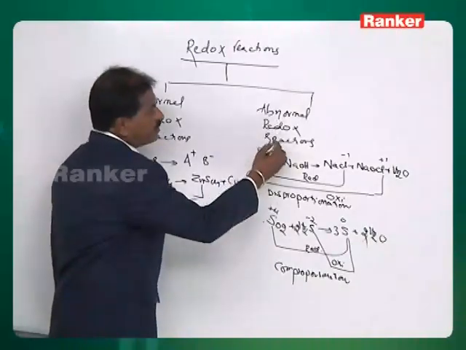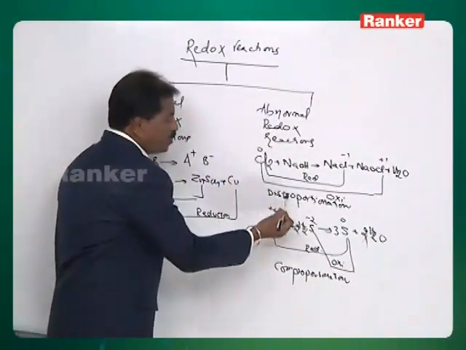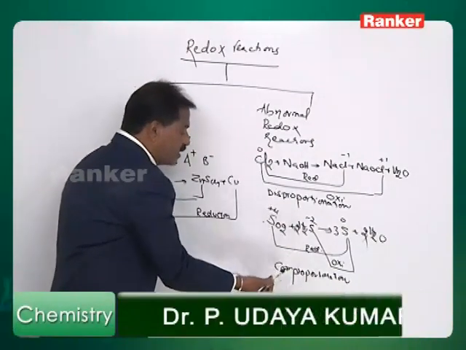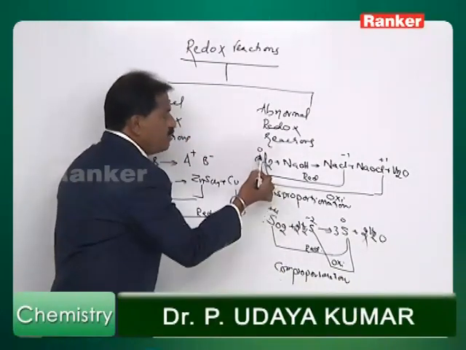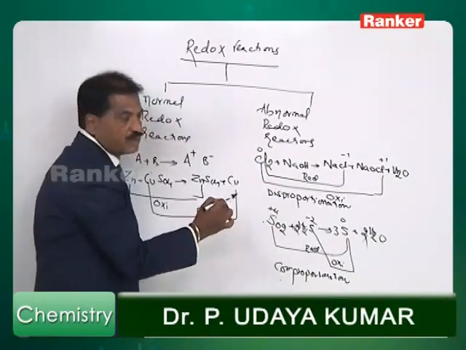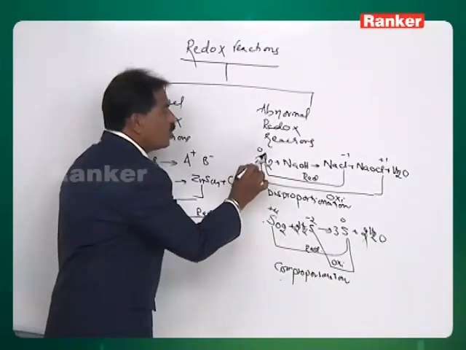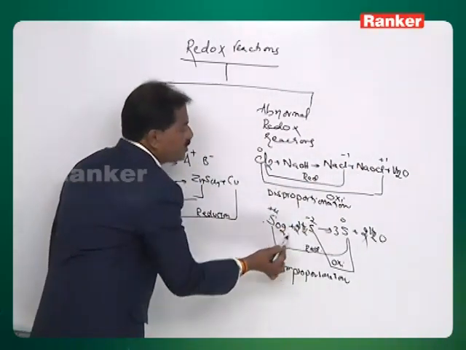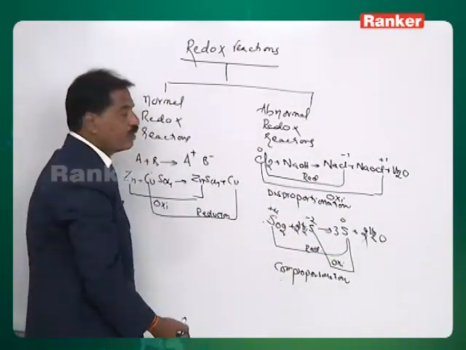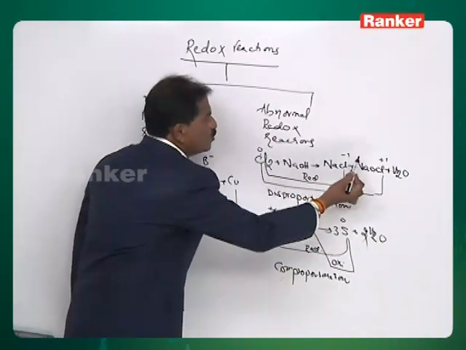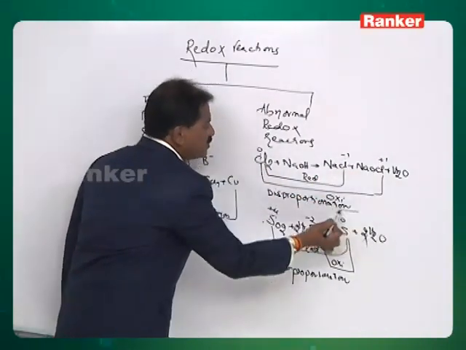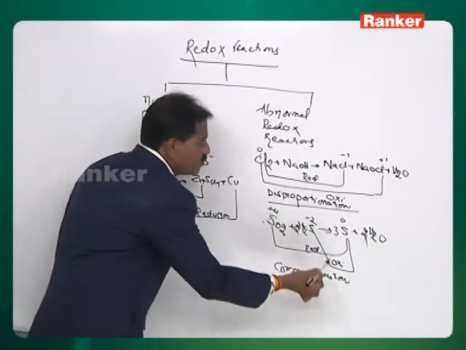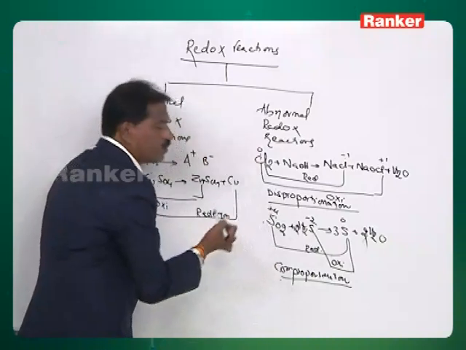Abnormal redox reactions are of two types: disproportionation and comproportionation. In both, the same element participates in the exchange of electrons, but the difference is that zero oxidation states are converted into different oxidation states, or different oxidation states are converted into zero. If zero converts into different oxidation states, that is called disproportionation. If different oxidation states convert into zero, that is called comproportionation.